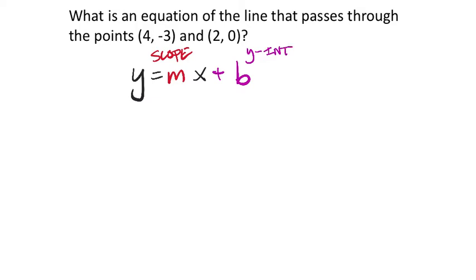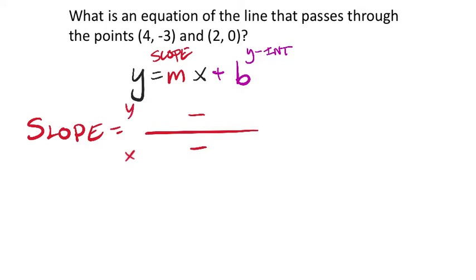Once I figure out the slope and the y-intercept, I just replace the m and the b, and then I have the slope-intercept form. Okay, so let's start with the slope, as we have been. Slope, that's where we're going to take the x's and the y's and subtract them. Y's in the numerator, x's in the denominator, which we need to remember.